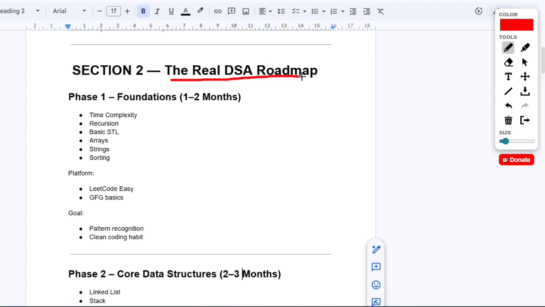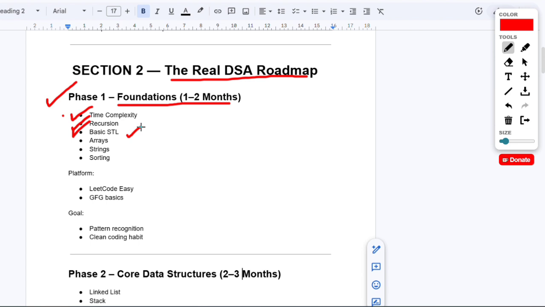So now, the real DSA roadmap. I have divided it into 4 different phases. The first phase is the foundation phase of 1 to 2 months. In the foundation phase, you have to devote your time to topics like time complexity, recursion, basic STL, arrays, strings, sorting and searching. These are the important topics, and these will build your foundations for DSA.